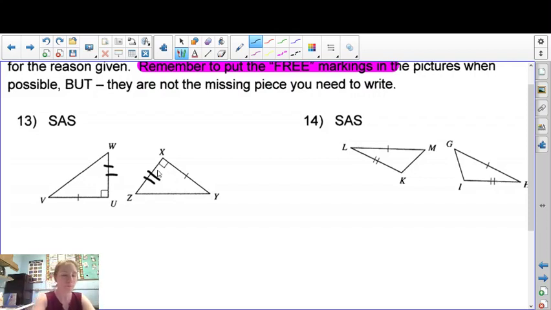So let's take my one on the left, let's say WU. What is WU going to be congruent to? W hits the side that is the 2 and unmarked. So between X and Z, which letter hits the 2 and the unmarked? Good, the Z, so the Z has to come first.